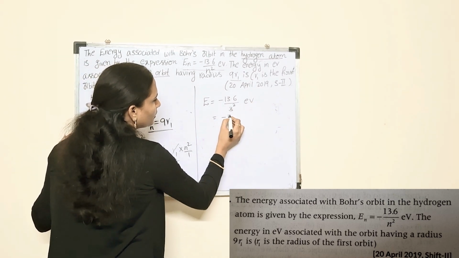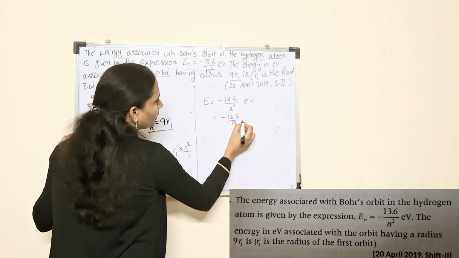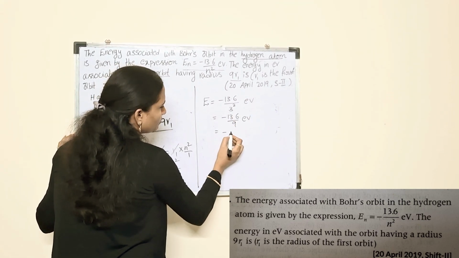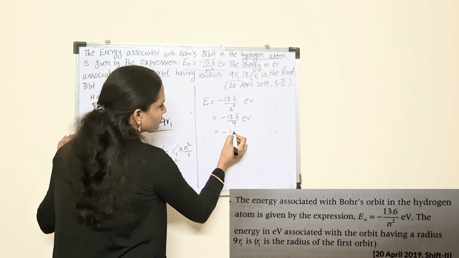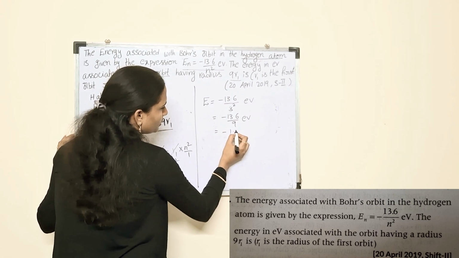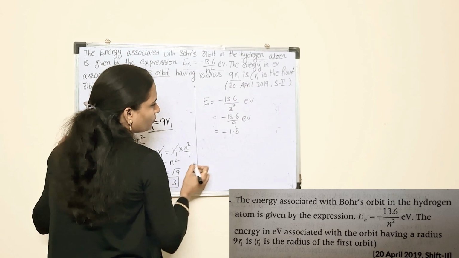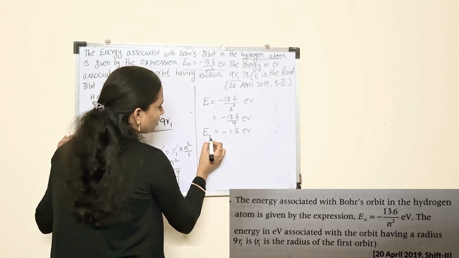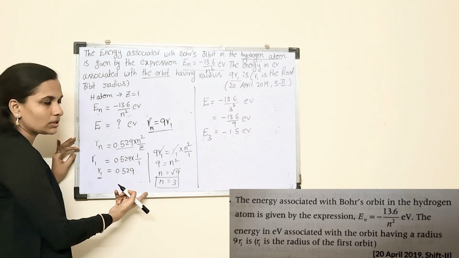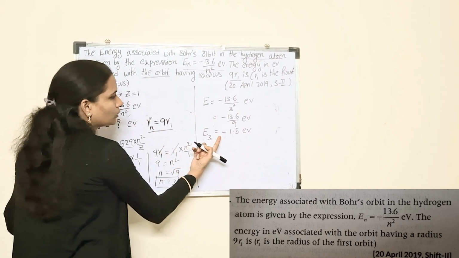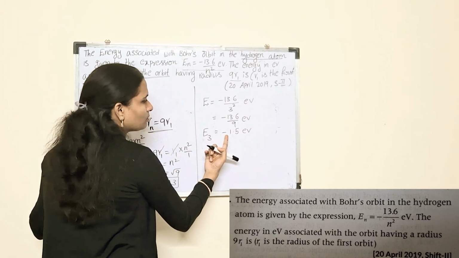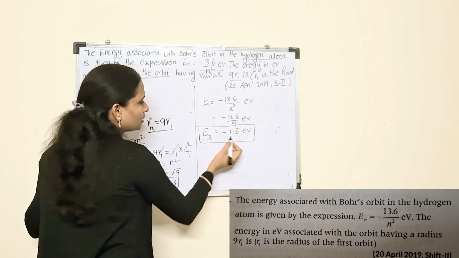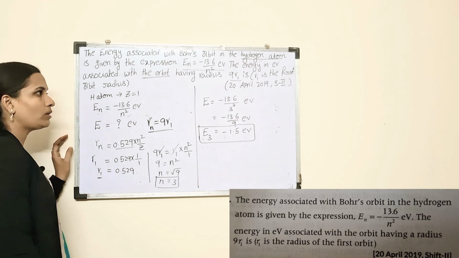Now minus 13.6 by 9 electron volts, since 3 square is 9. Dividing, 9 times 1 is 9, 13 minus 9 is 4, 46 minus 45 is 1, so the value is 1.5 electron volts. So the energy of the third orbit equals minus 1.5 electron volts. This is the value they are asking, so the option is minus 1.5 electron volts.